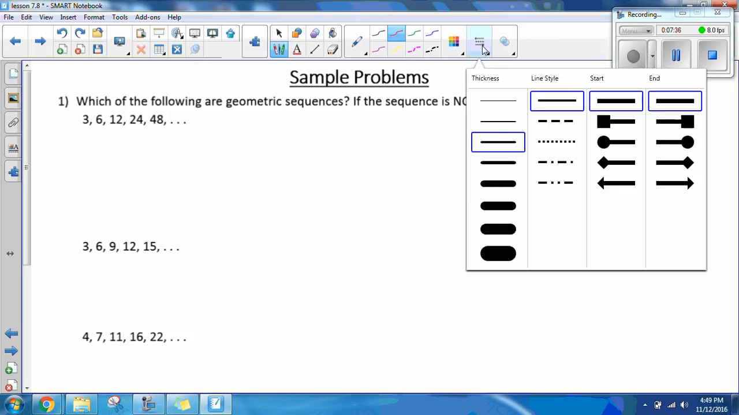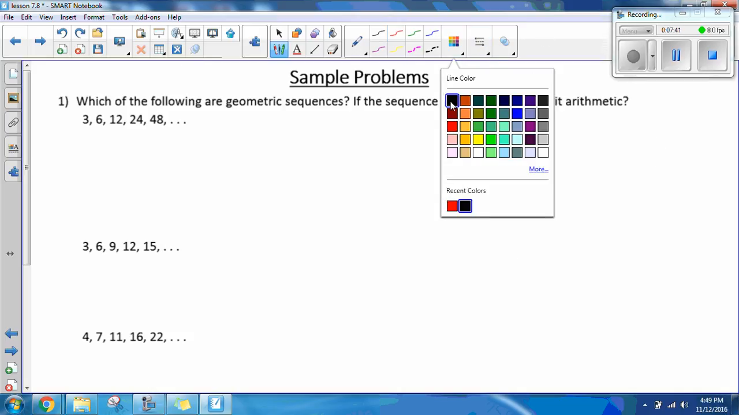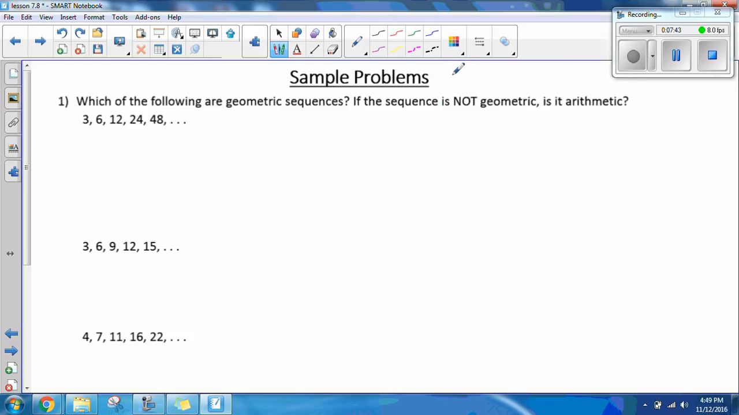Alright, some sample problems. Which of the following are geometric sequences? If the sequence is not geometric, is it arithmetic? So let's look at 3, 6, 12, 24, and 48. To get from 3 to 6, we multiply by 2. 6 to 12, multiply by 2. 12 to 24. Yes, this is a geometric sequence, and the common ratio is 2.